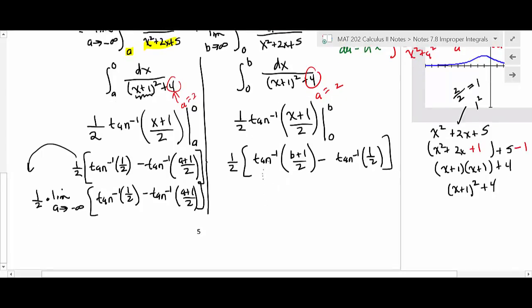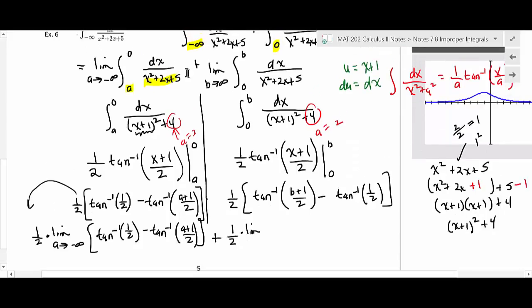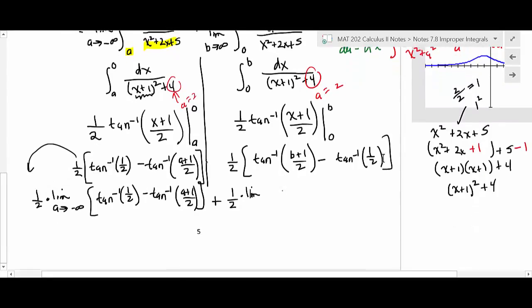Okay, then we're going to move over here and do this. So we're going to have 1/2, and we're adding these two things together. I'm going to go ahead and put a plus there now because we're adding the results of these together as we're doing the limit. Okay, so I'm going to have now 1/2 times the limit. Where does b go? b goes to infinity. So we're going to have the limit as b goes to infinity of inverse tangent of b plus 1 over 2 minus inverse tangent of 1/2 like that. Okay, so now we're ready to do the limit. Everything solid? Okay, I got it.